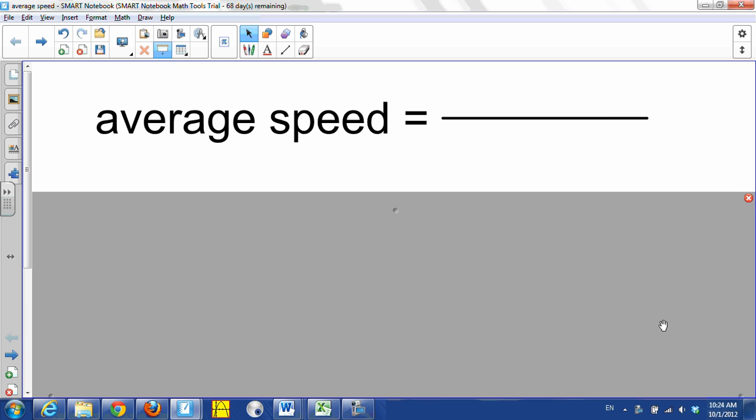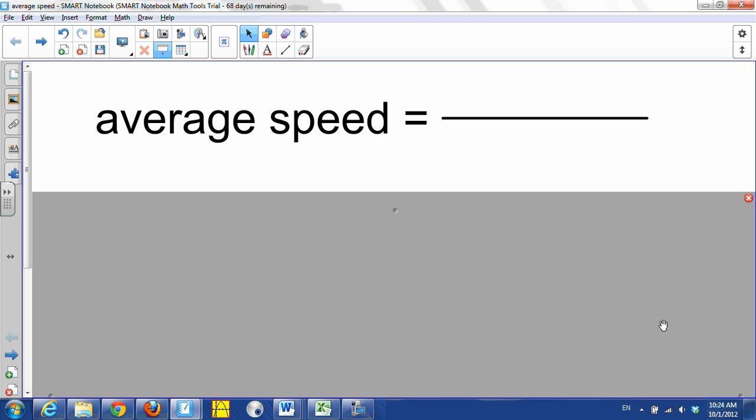I'm going to tell you a little bit about average speed and how it relates to our understanding of division. Average speed is calculated by dividing. It is a division problem. Let's just talk about what average speed would depend on. What are some variables that might affect calculation of how fast someone was traveling in a car or by running or whatever?